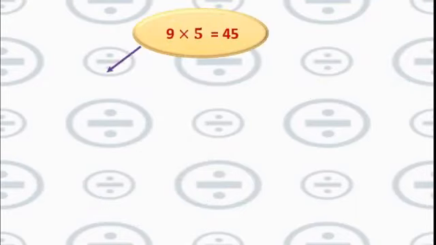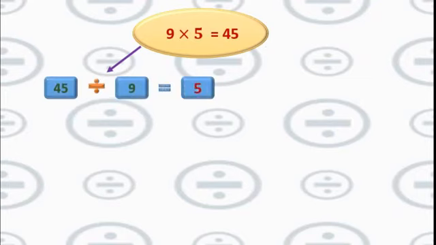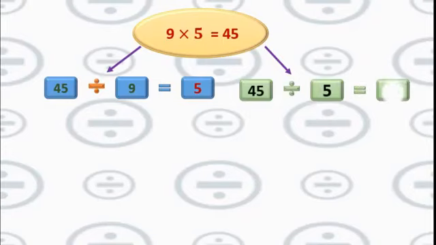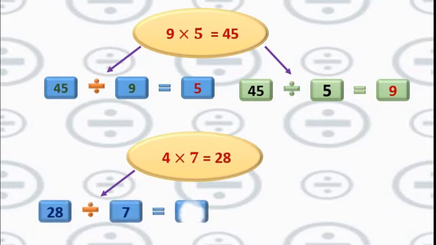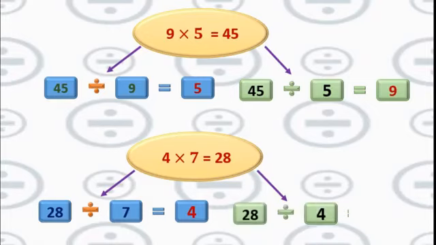Nine fives are 45. 45 divided by 9 is equal to 5. And 45 divided by 5 is equal to 9. Very easy. 4 sevens are 28, right? 28 divided by 7 is equal to 4. 28 divided by 4 is equal to 7. I hope you are enjoying, correct?